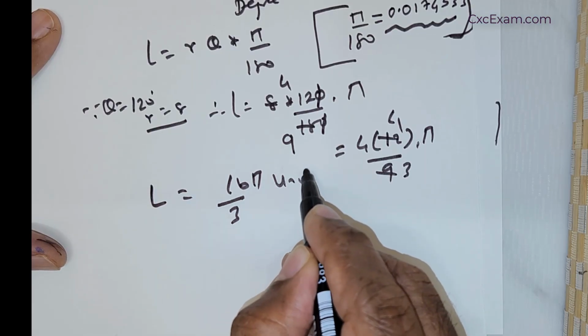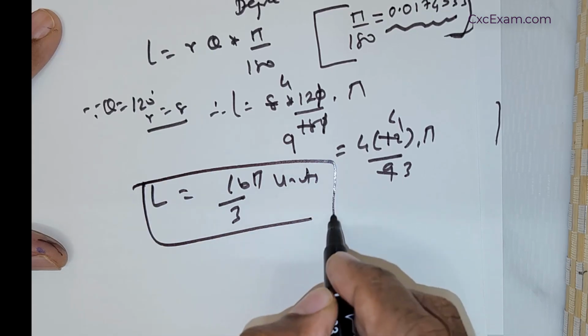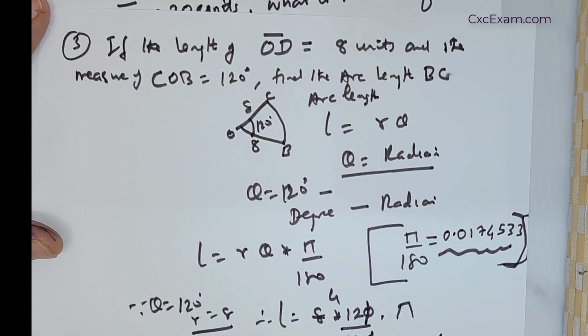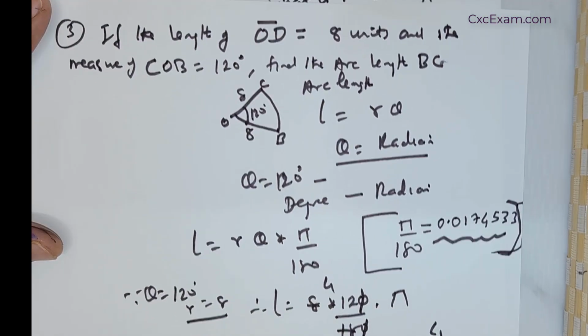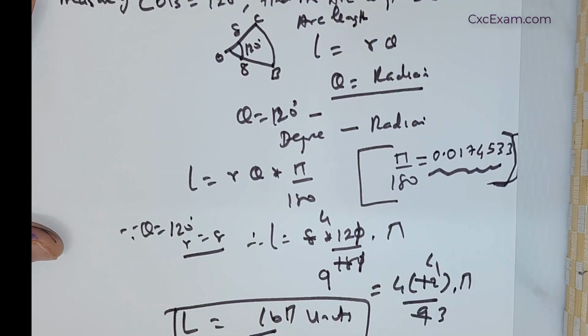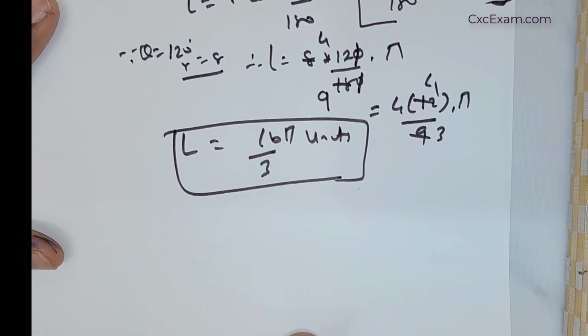This is my solution, arc length, 16 pi over 3. Okay, so please go through this and we'll go to the next question.